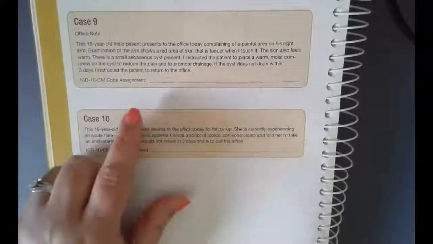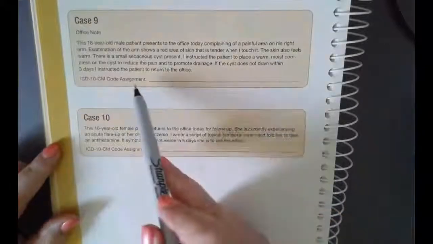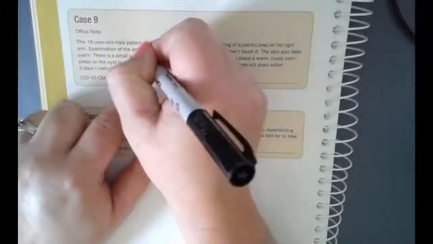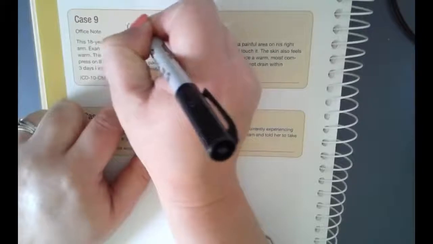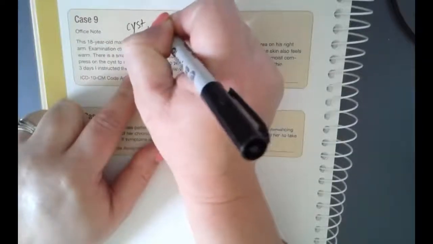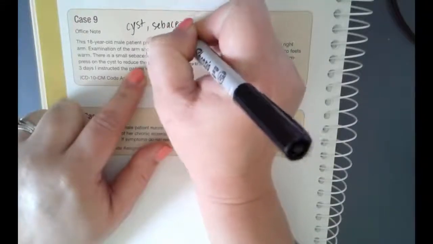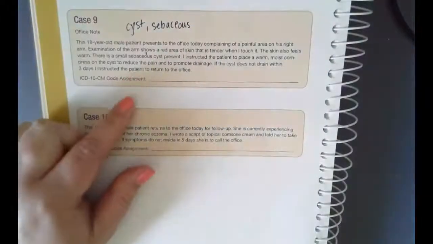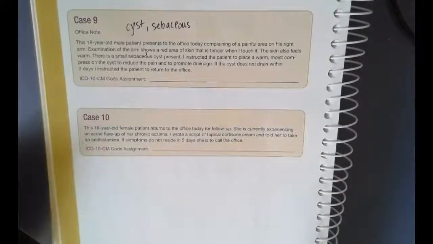Alright, case 9, 18-year-old male patient. Compress. Okay, so he has a sebaceous cyst. So you're going to look up cyst, and then sebaceous. I think it's spelled S-E-B-A-C-E-O-U-S. Okay. And that should be it for Chapter 17. So let me flip over to Chapter 18 and we'll go through those.